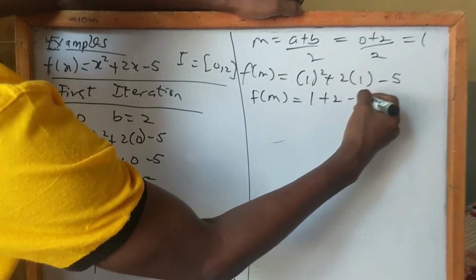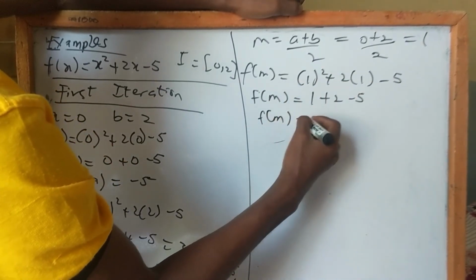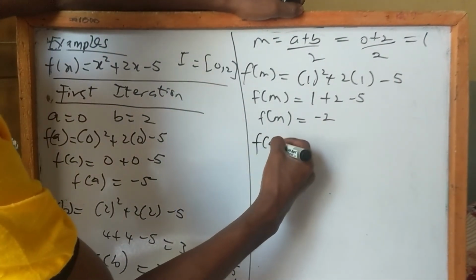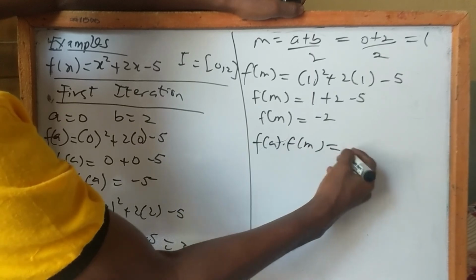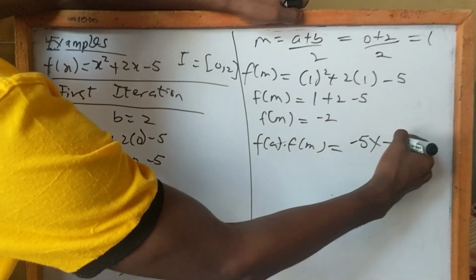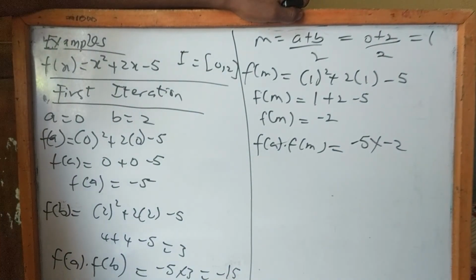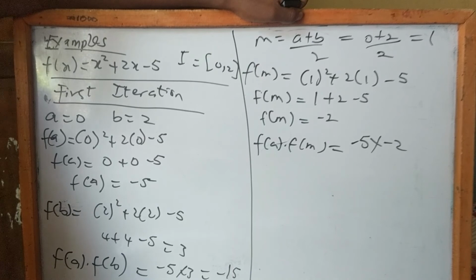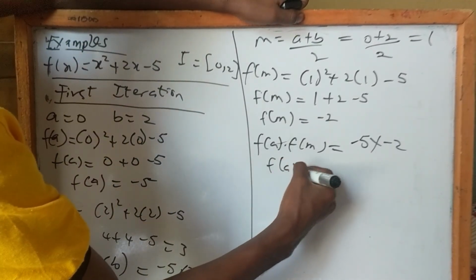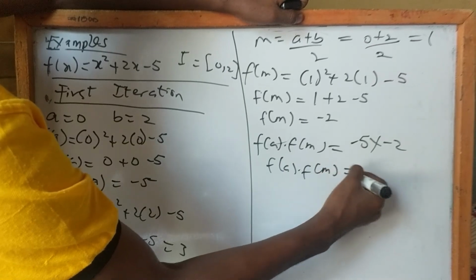That is basically minus 2, right? Yes. So like I said, we need to find f of a times f of m to see what we should do. That is, f of a is minus 5, f of m is minus 2. When we multiply the two of them, they give a positive result, which is plus 10. And I told us before that f of a times f of m must be negative for there to be a root between a and m.